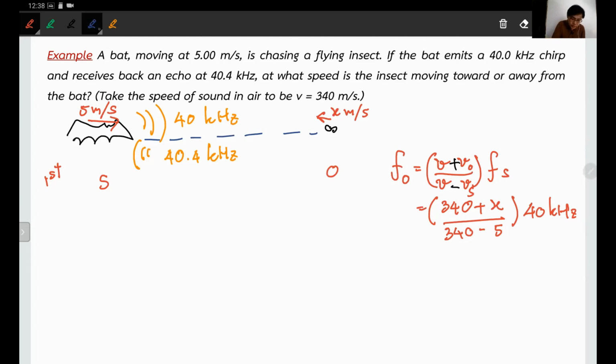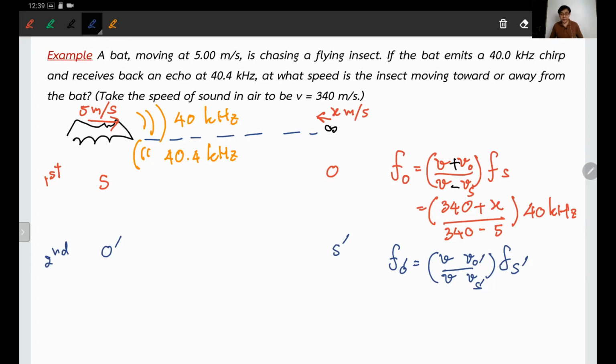So let's try the second half. Now for the second half, the source is from the reflection, but I'm going to use the prime just to distinguish the first and the second half, just like before. And now the bat is going to be the observer. So I'm going to put the O prime in here. All right. And what you get over here is, once again, let's set up the equation. There you go. The same structure. But then I'm going to put prime in all of these because we're talking about the second half.